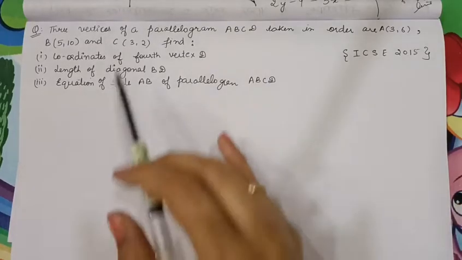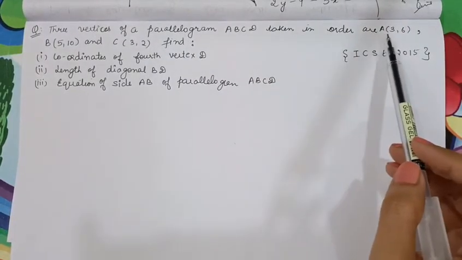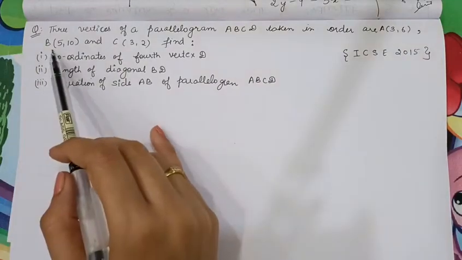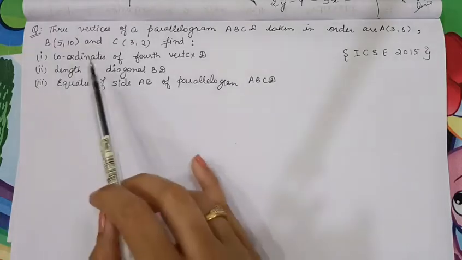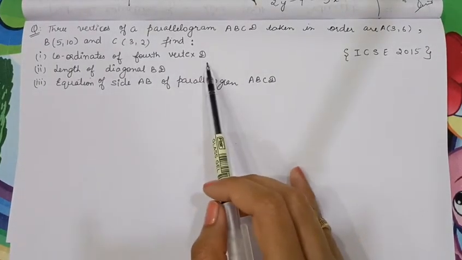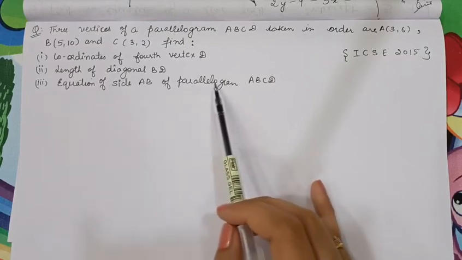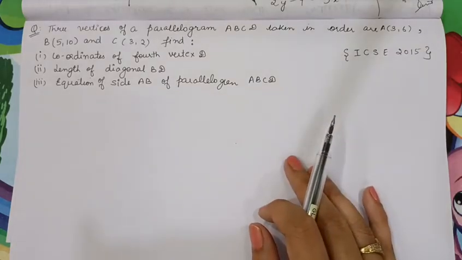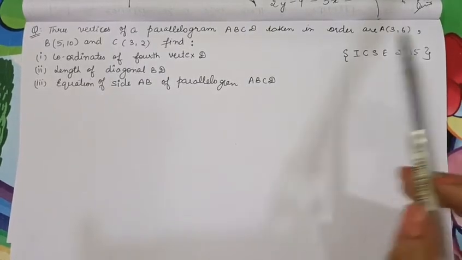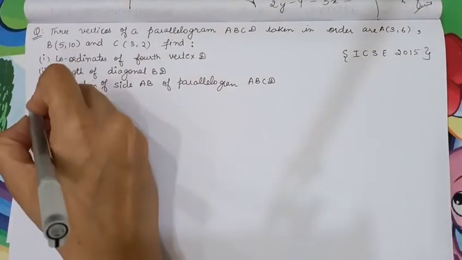And the next question is: three vertices of a parallelogram ABCD taken in order are A(3, 6), B(5, 10), C(3, 2). Find the coordinates of the fourth vertex D, the length of diagonal BD, and the equation of side AB of the parallelogram ABCD. So this is the given question. It is very similar to the questions which we have already done, and you can see this is a question of ICSE 2015. So let's start with the question.